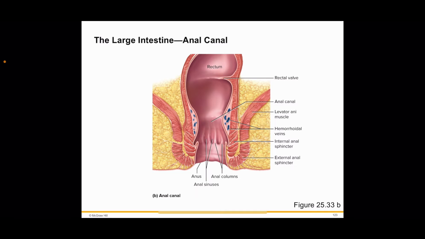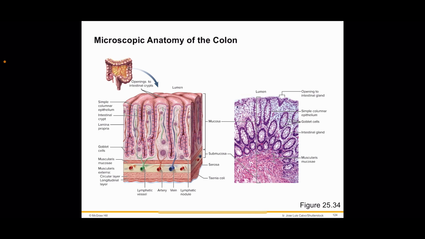There's also musculature, the levator ani muscle, which closes it voluntarily as well. So, that's the anal canal.